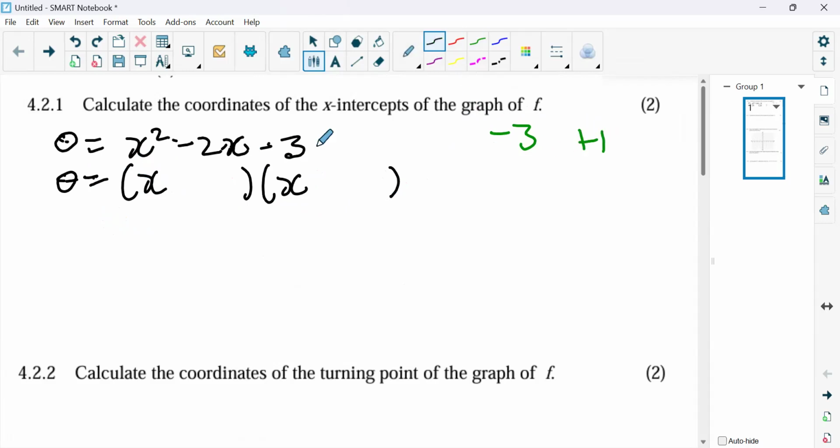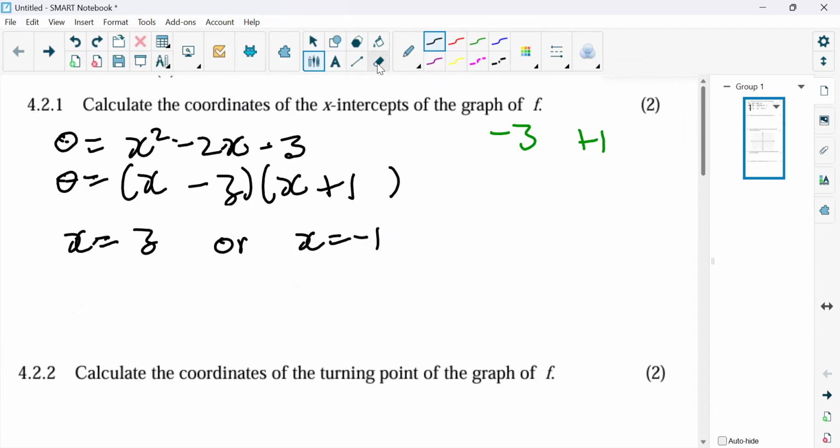So x is going to be equal to 3, or x is going to be equal to minus 1. How many marks is this question? This question is 2 marks. So they're going to give us 1 mark for factorizing and 1 mark for both answers.